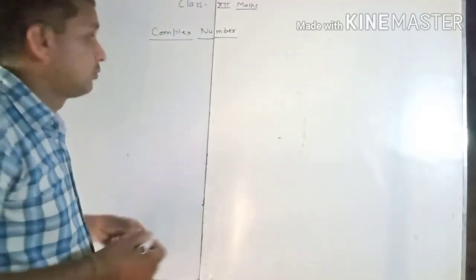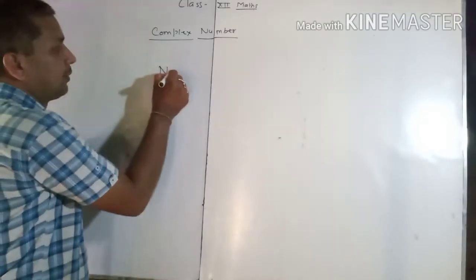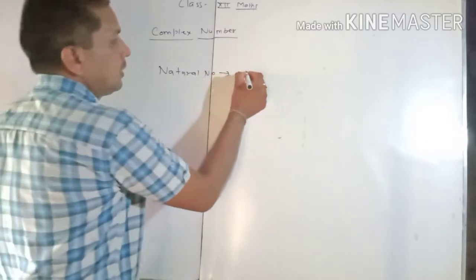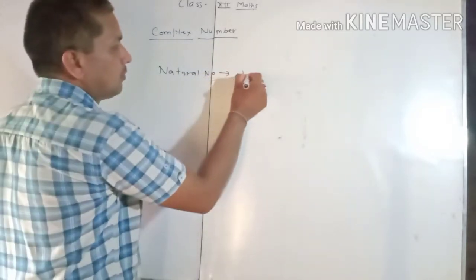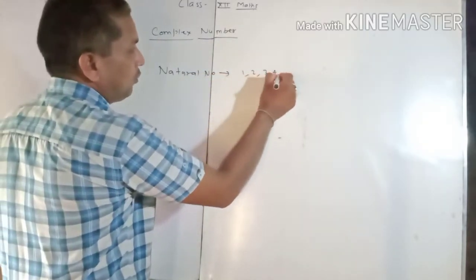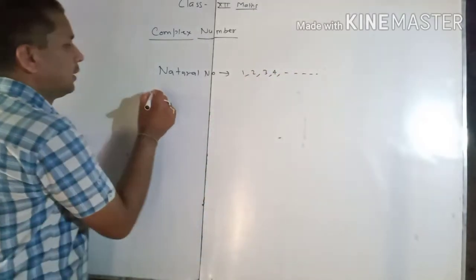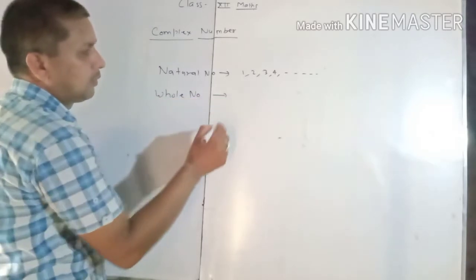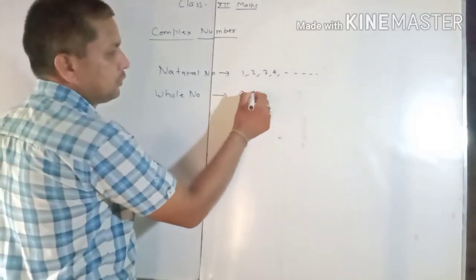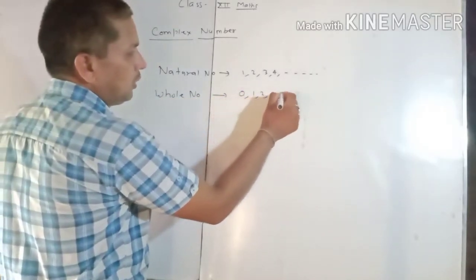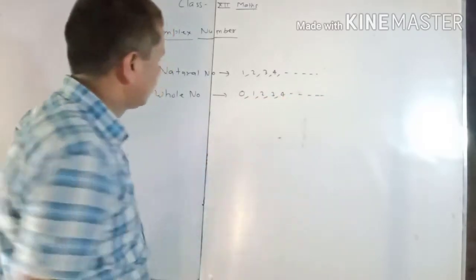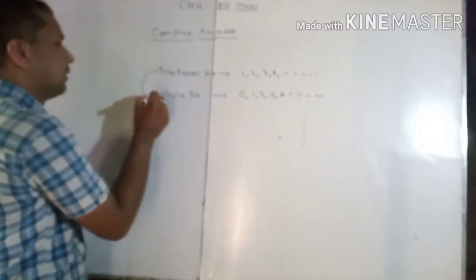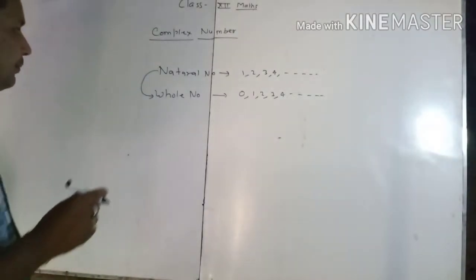You know, natural numbers. Natural number means the collection of all counting numbers, means 1, 2, 3, 4, and so on. After this, whole numbers. Whole numbers are 0, 1, 2, 3, 4, and so on. This is called whole number, means all natural numbers are contained by whole numbers.